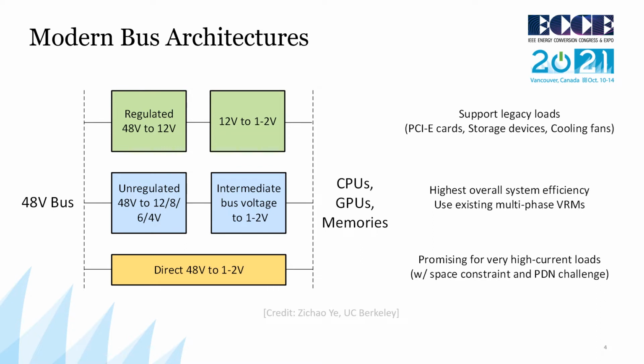Now, this transition has been softened by the development of 48 to 12 volt intermediary bus converters that support legacy loads, but in this presentation we are going to focus on the more ambitious direct 48 point of load topologies.